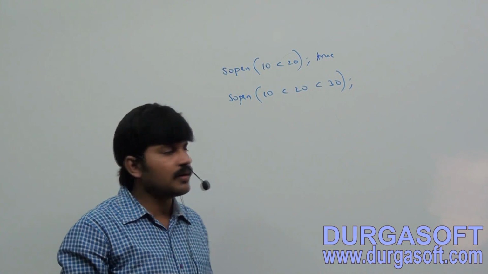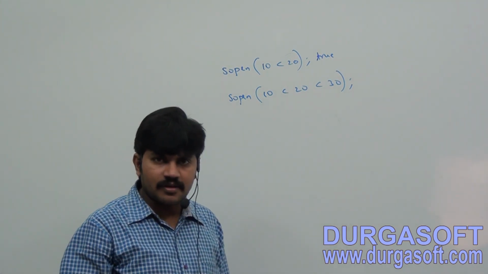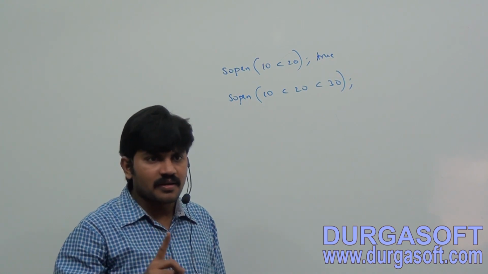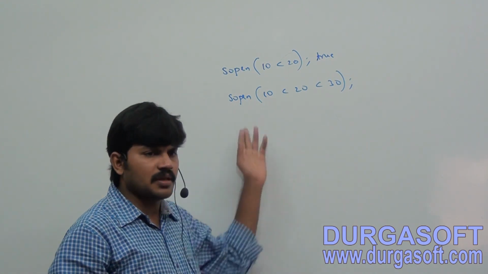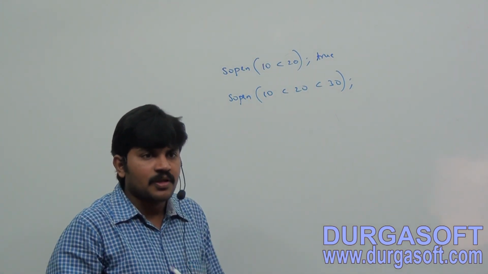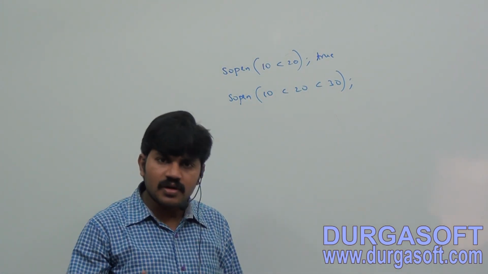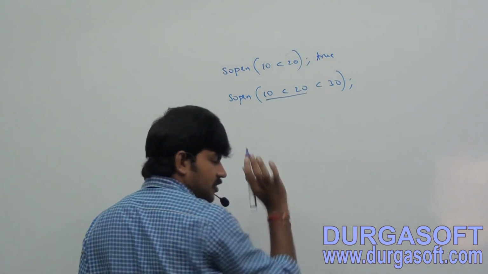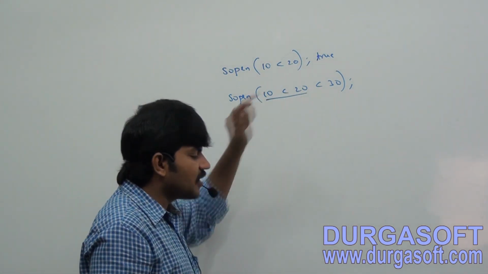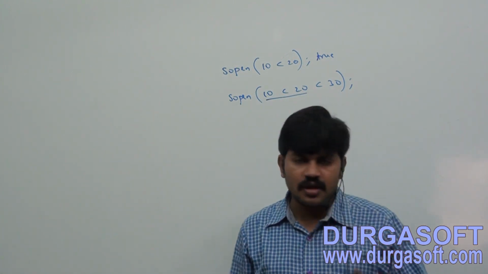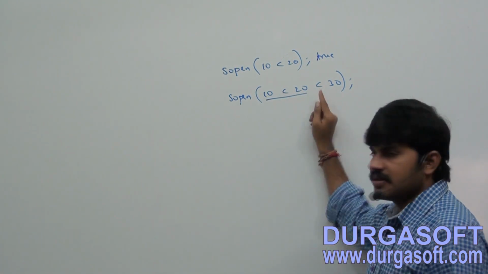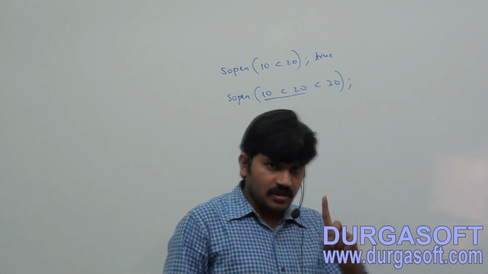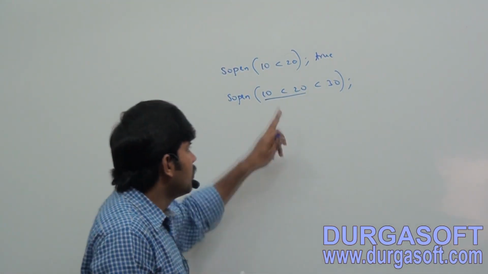Why are you thinking? 10 less than 20 less than 30. What is the answer? Make sure: compile time error. It seems, sir, 10 is less than 20, 20 is less than 30, what is the problem? The compiler will evaluate left and right. Here, how many relational operators are there? 2 relational operators. Which relational operator will be evaluated first? First one, left to right, we covered. That's why the left one first.